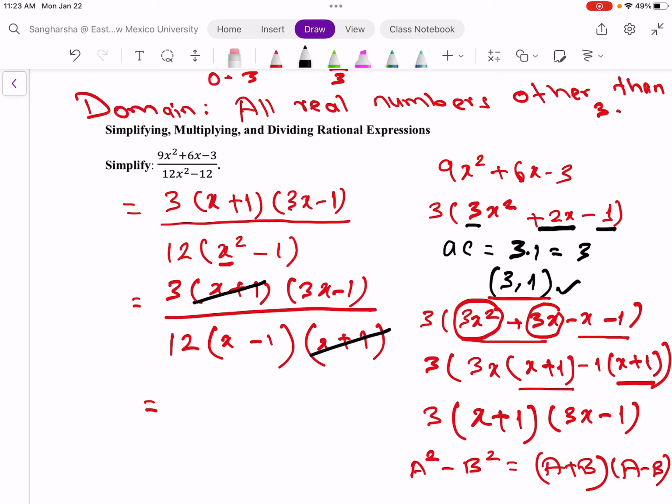And we can simplify 3 over 12, right? So 3 times 1 is 3 and 3 times 4 is 12. Okay, the remaining is 1 times 3x minus 1, that is 3x minus 1 divided by 4 times x minus 1. And this is our final expression. This is the simplified version of our given rational expression.